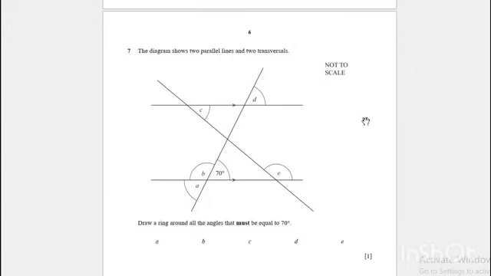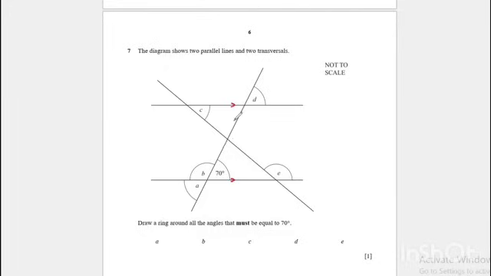In this question, the diagram is not to scale, and we can think about alternate and corresponding angles. We have parallel lines, as you can see, and we have two transversals. Those will help you to say which angle is 70. Remember, whenever you have two parallel lines and a transversal, angles on the same side of the transversal, one interior and one exterior, are corresponding angles.